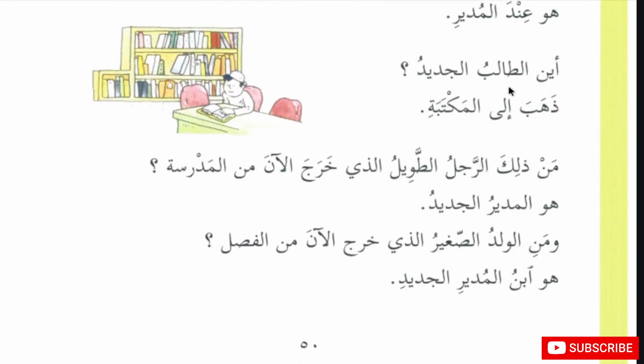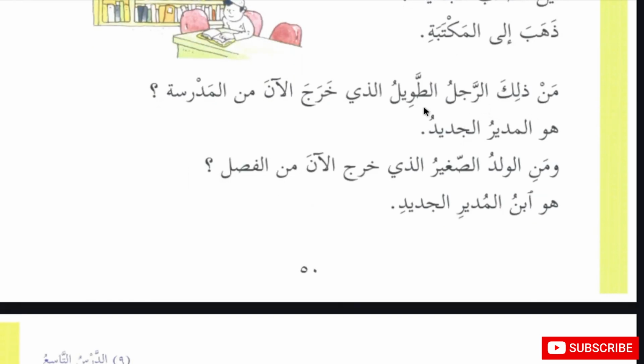أين الطالب الجديد? Where is the new student? ذهب إلى المكتبة. ذهب, as we covered before, it means he went, past tense, verb, a single male. ذهب إلى المكتبة. He went to the library.